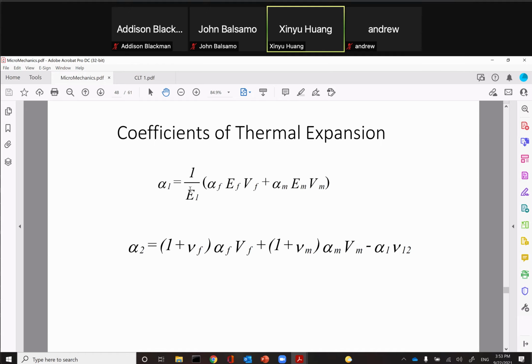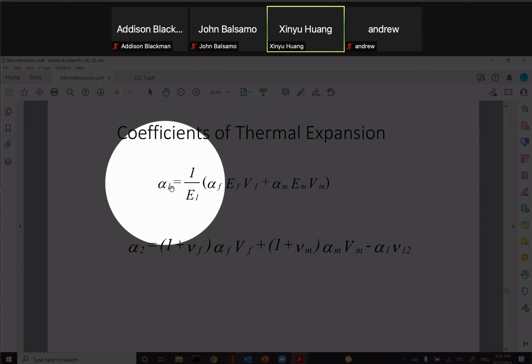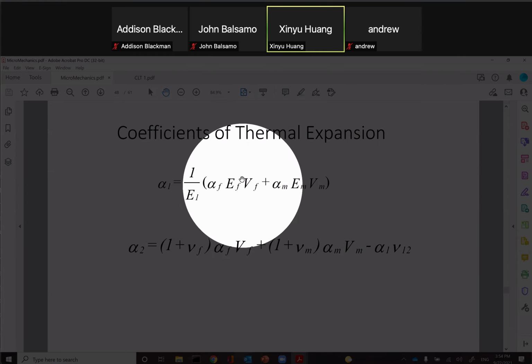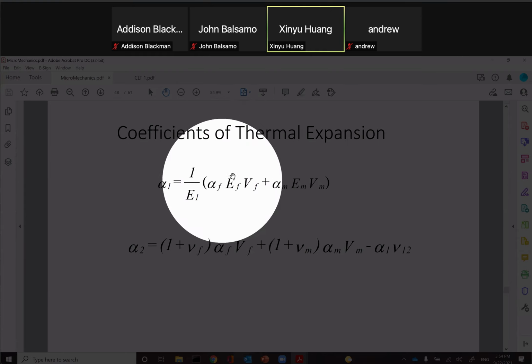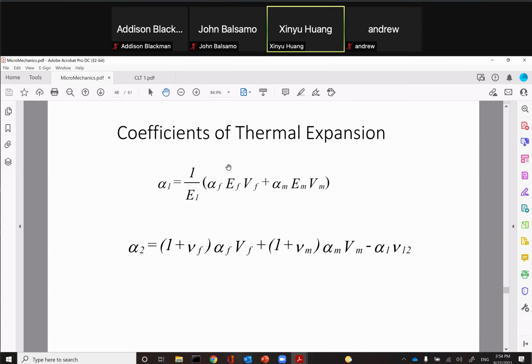But you can see it's not a normal rule of mixture. The normal rule of mixture just has volume fraction. This one has Young's modulus mixed in. So you can see that if the volume fraction is high, that phase, that material, has higher impact on the overall property, right? But this material property kicks in. So for thermal expansion, the rule of mixture is a little different.